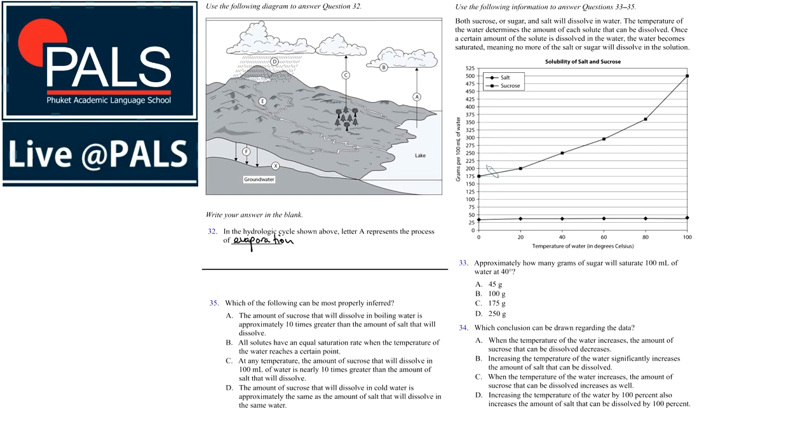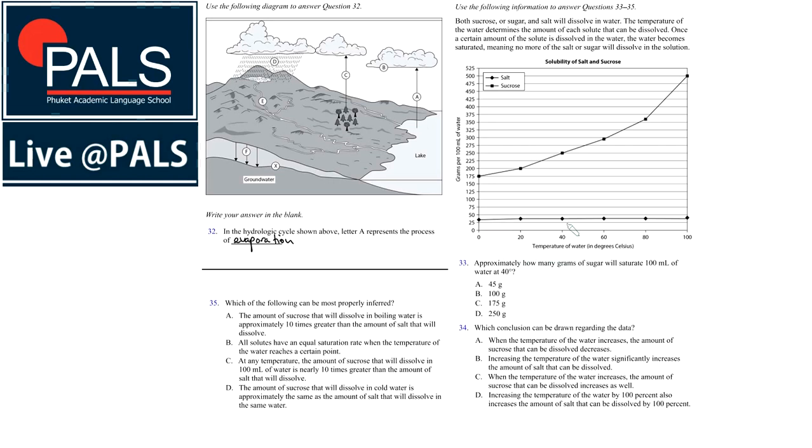Sucrose, if we look at the graph, we can see that as the temperature of the water increases in degrees Celsius, the solubility of sucrose increases. Not really linearly, so it's a bit exponential actually. And we can see that the solubility of salt increases a little bit at the beginning, but then it looks like it stays more or less stable.